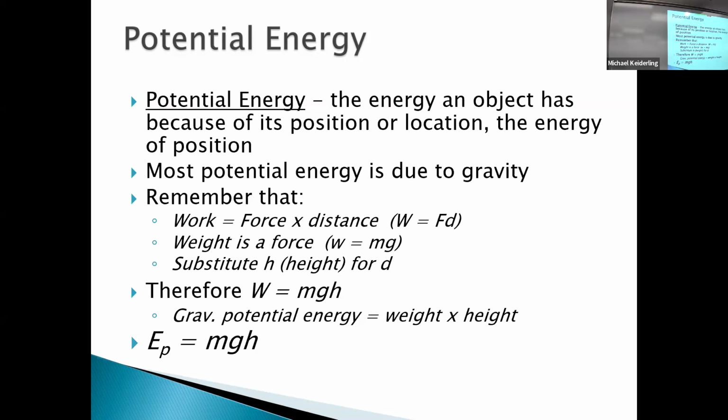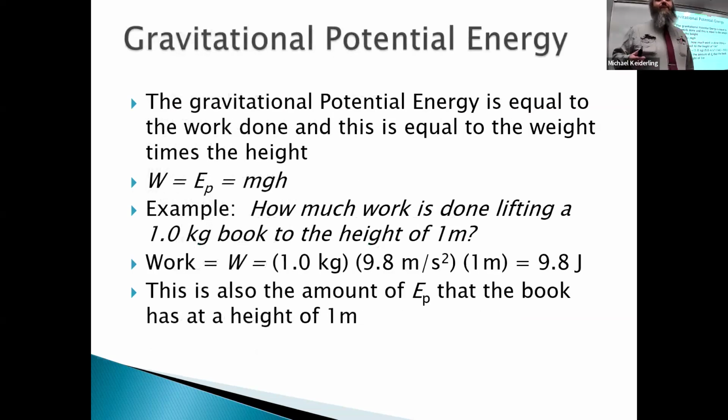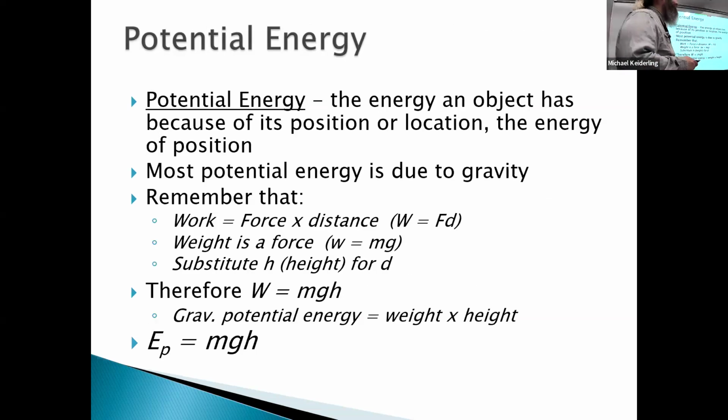So if I was doing a problem where I was lifting things above this table, I would set my 0 for h at the top of the table. But if I was doing a problem where I was dropping things to the floor, I would probably set my 0 for h at the floor. But I wouldn't set my h at the ground outside. That's what I might use if I was dropping things out the window.